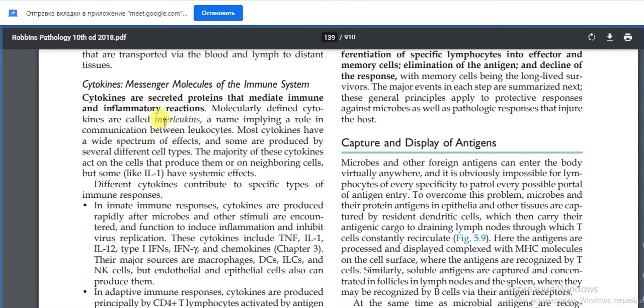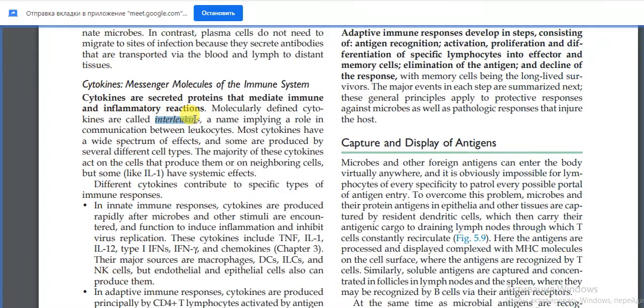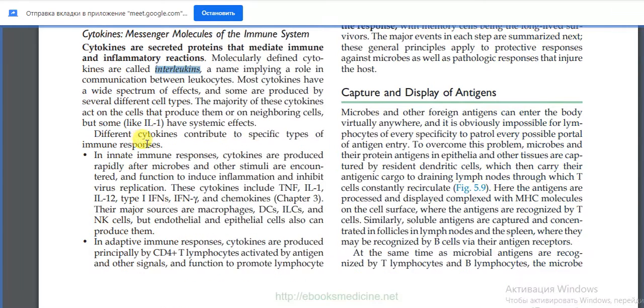These cytokines, molecularly defined, are called interleukins, and we already heard about interleukin 1 and interleukin 6 when we discussed fever and the protozoal fever. Different cytokines contribute to specific types of immune responses.